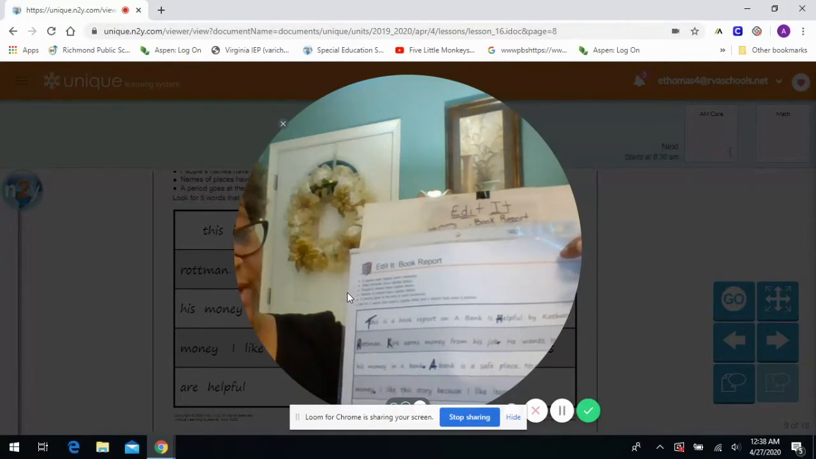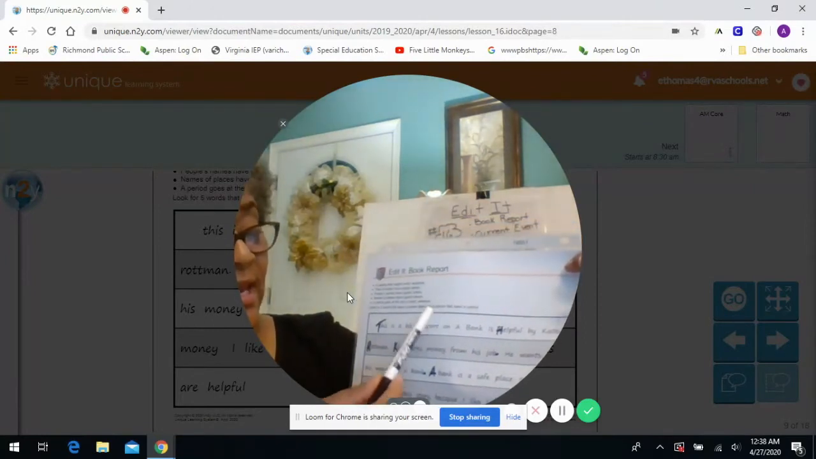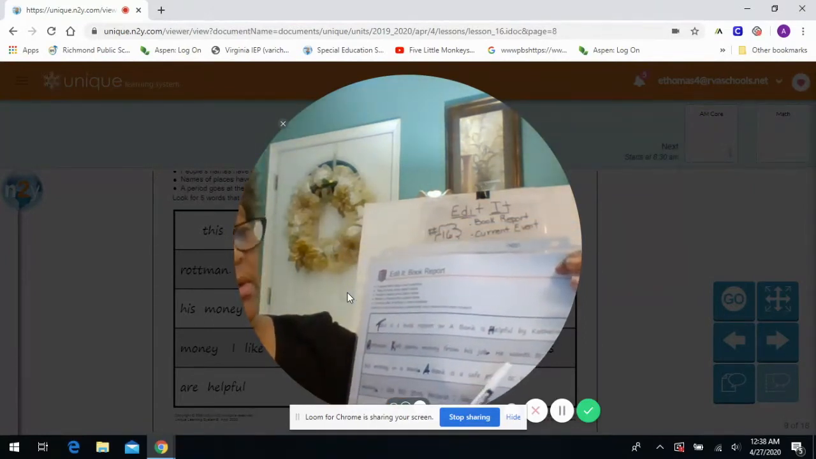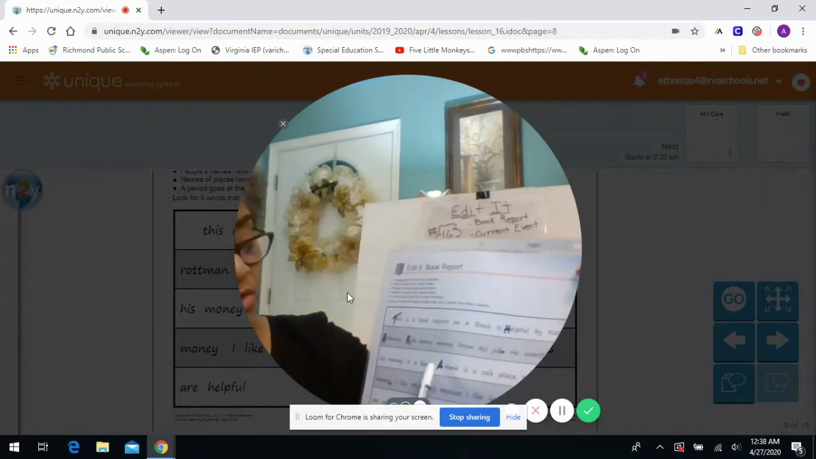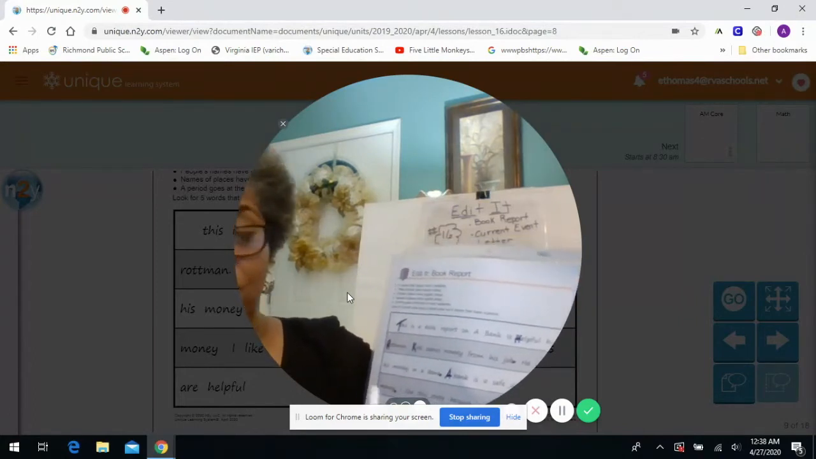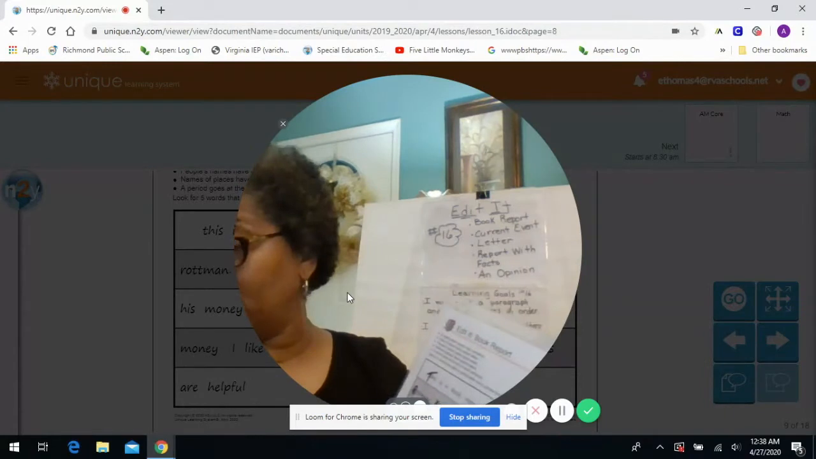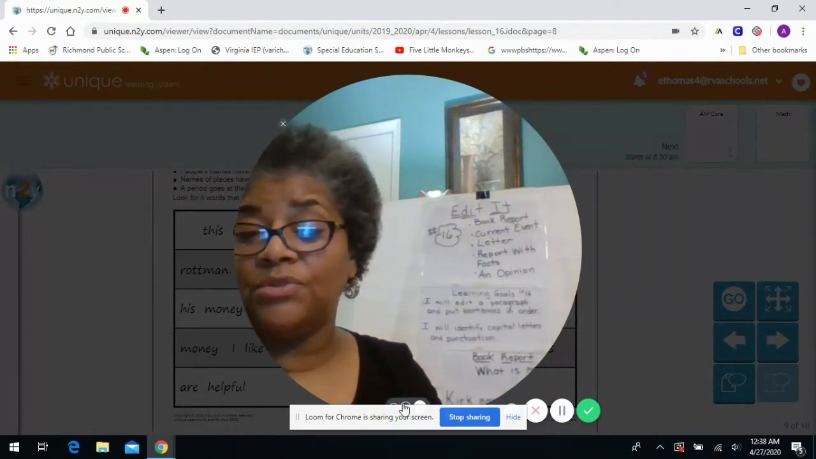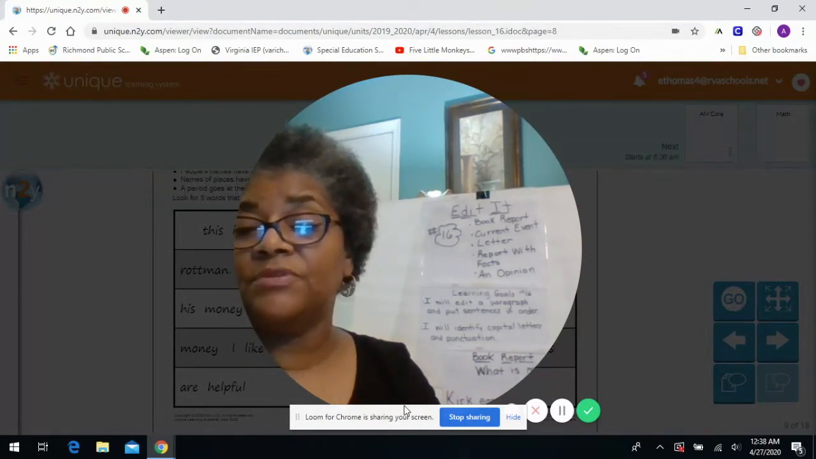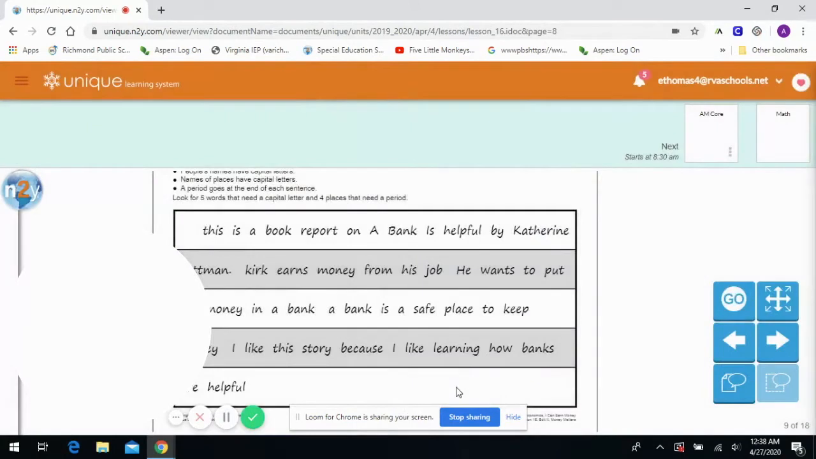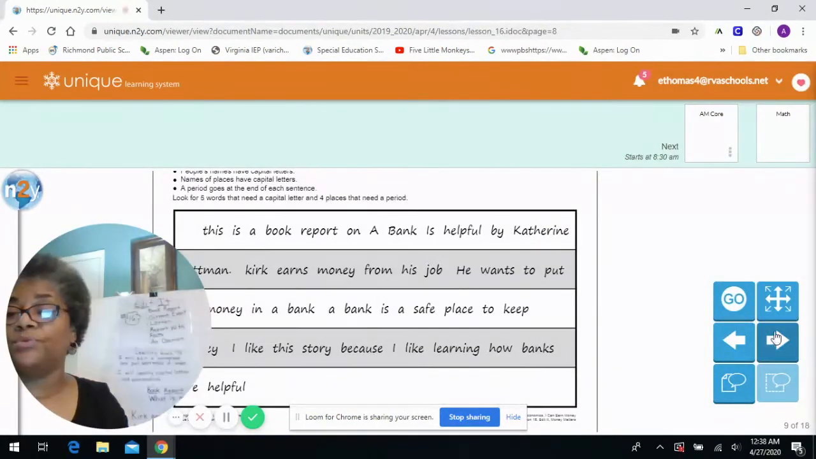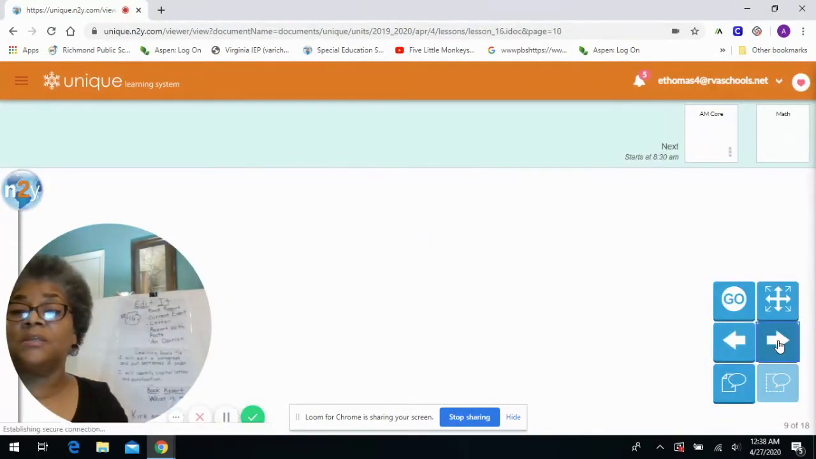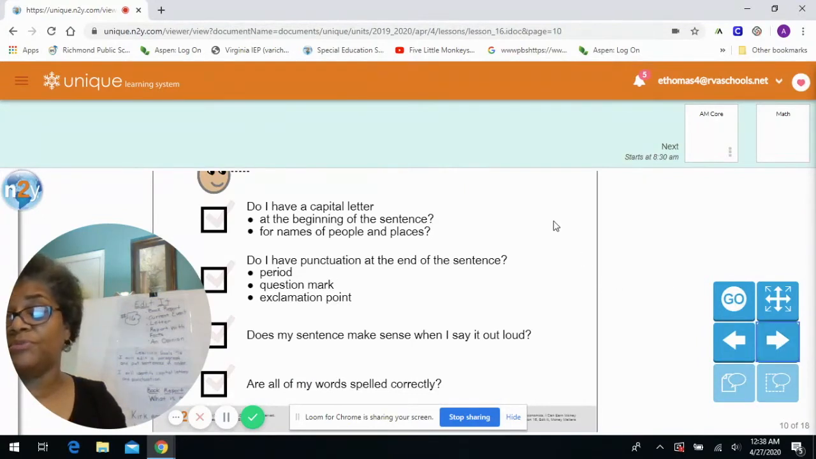All righty, and we have how many places that need a period? 4. Let's see, 1, 2, 3, and 4. So did we get that one right? Yes, we did. Okay, now another thing I want to show you is that when we're doing our editing, there is a sheet that you can use to help you do a checklist. It's a checklist that helps you make sure that you've done everything you're supposed to do.